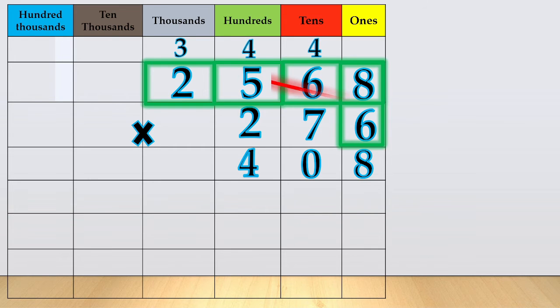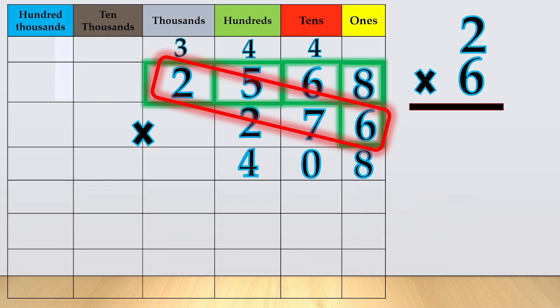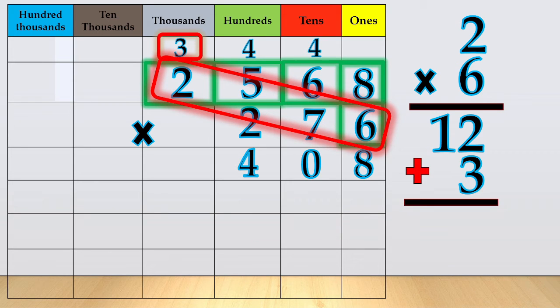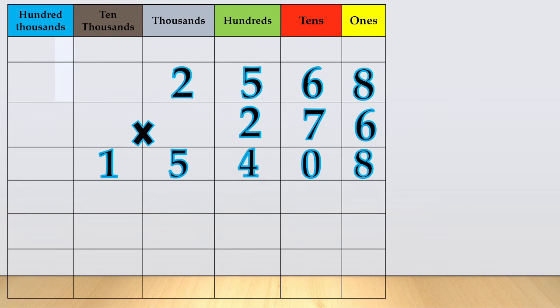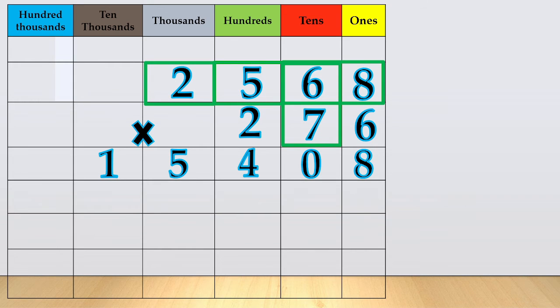Now, multiply 2 times 6. 2 times 6 is equal to 12. Add the 3 that we have carried over. So, 12 plus 3 is equal to 15. Now, multiply 2,568 by 7 tenths. We are going to write 0 here.